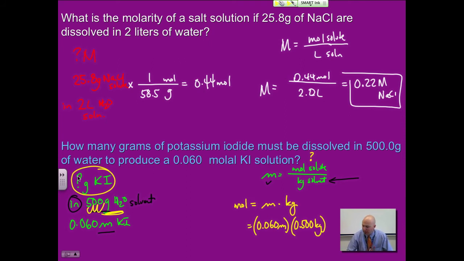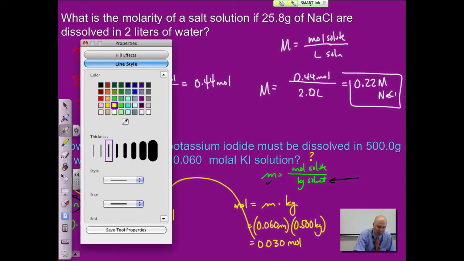Whatever that is, well, it's going to be 0.030 moles. I'm running out of room. I know my picture's right there, so let's just take this back over here. 0.030 moles. And now I want to, let me grab a different color here just for effect. How about, what color is going to work well on this background? Let's go with this bluish one.